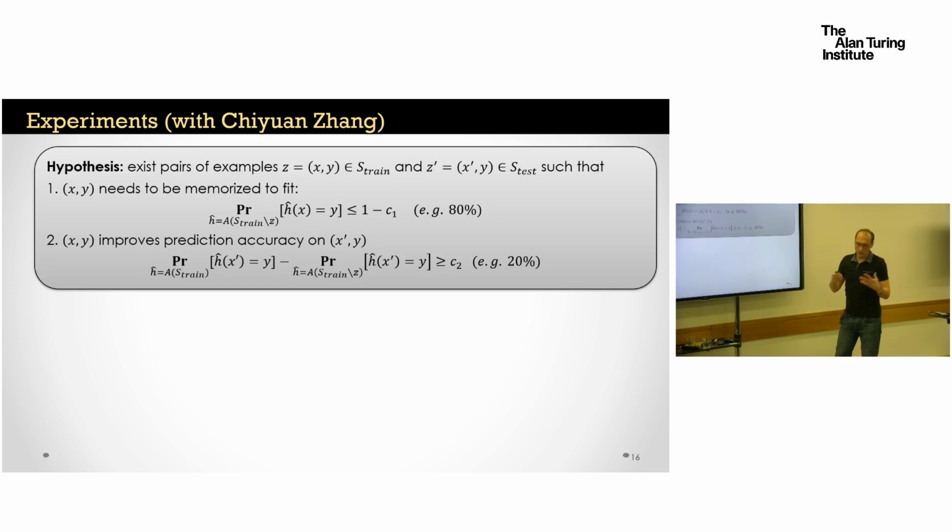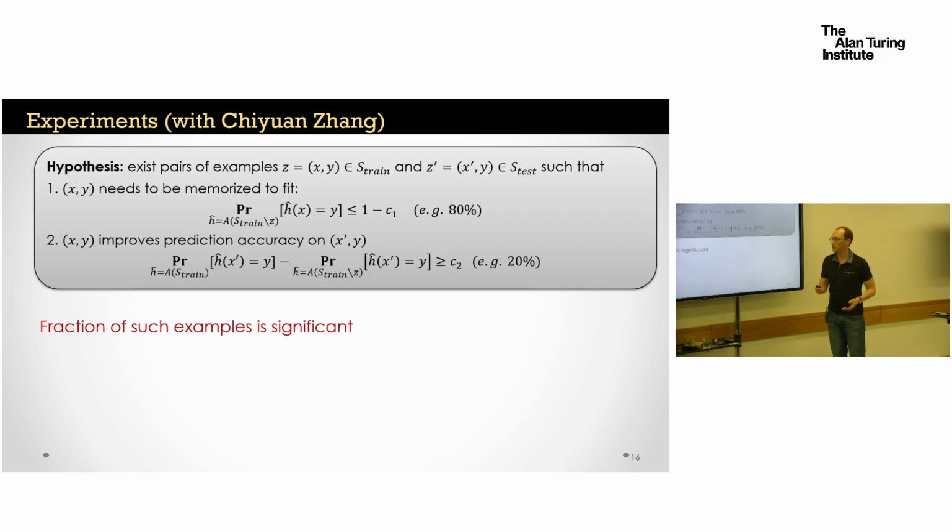And we also, of course, need to show that there are many examples of this kind, because otherwise the total effect of these examples will not be significant. So that's a nice hypothesis. The main problem with it is that actually evaluating this hypothesis, finding all the examples of this type, is computationally prohibitive. Basically, it requires you doing leave-one-out training.